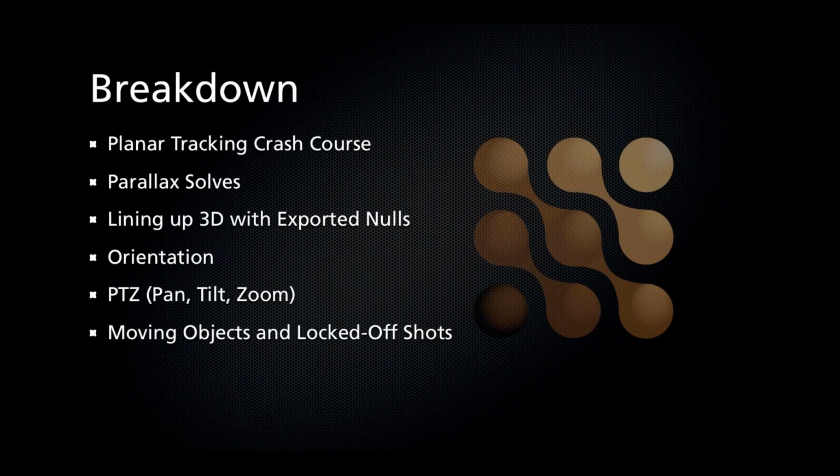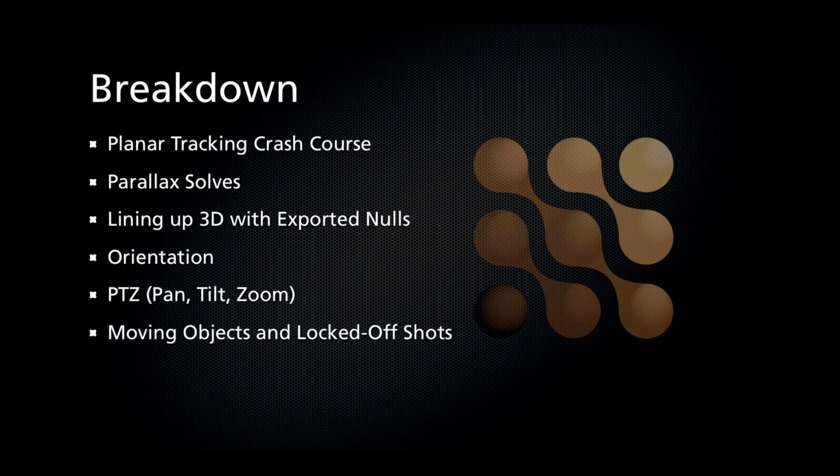We're then going to look at the pan tilt zoom solver, which is slightly different to the parallax solvers and just what you've got to look out for there. And then we'll move on to moving objects, where you can track a shot and then track moving objects within that shot to use attached nulls for other 3D objects. And we'll look briefly at locked off shots as well, a trick to solve a camera that isn't actually moving anywhere.